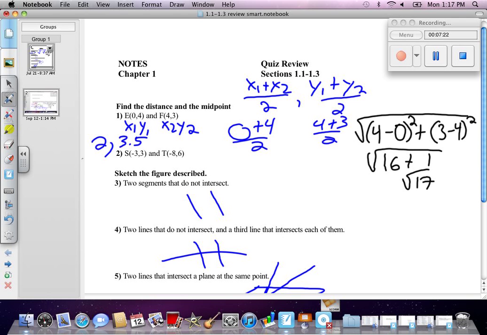Are you okay? Yes, do it? Okay. So, I did not leave enough room. I'm going to do it down here. I'm going to go negative 3 plus negative 8 over 2, and 3 plus 6 over 2. Negative 11 divided by 2 is negative 5.5. 3 plus 6 is 9. 9 divided by 2 is 4.5.